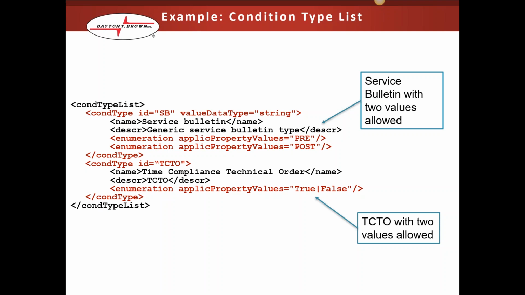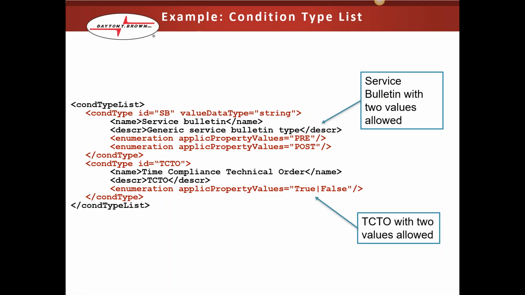We're not actually saying that these things apply to a particular aircraft or ship or tank. It's just saying that, hey, we have this thing called a service bulletin out there, and we have an enumeration that says we can either be pre-service bulletin or post-service bulletin. Those are the only 2 values that we'll be able to use on this condition type. On TCTOs, we're giving a value of either true or false. Either it is or it isn't.